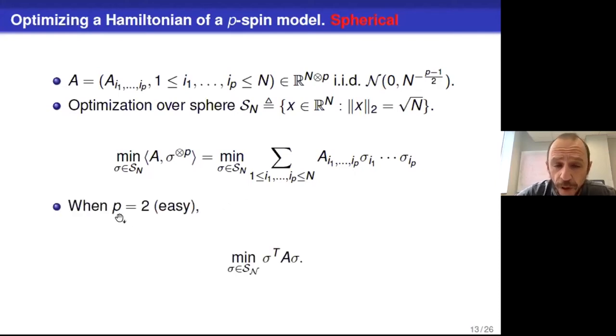Incidentally, for this problem, when p is equal to 2, that minimization problem is easy because now you're just minimizing a quadratic form over the sphere. This is just given by the smallest eigenvalue of A, which in the Gaussian case, with standard normals, is minus 2 square root n. So it's easy. But the problem is interesting when p is larger than 2, and it appears to be hard.